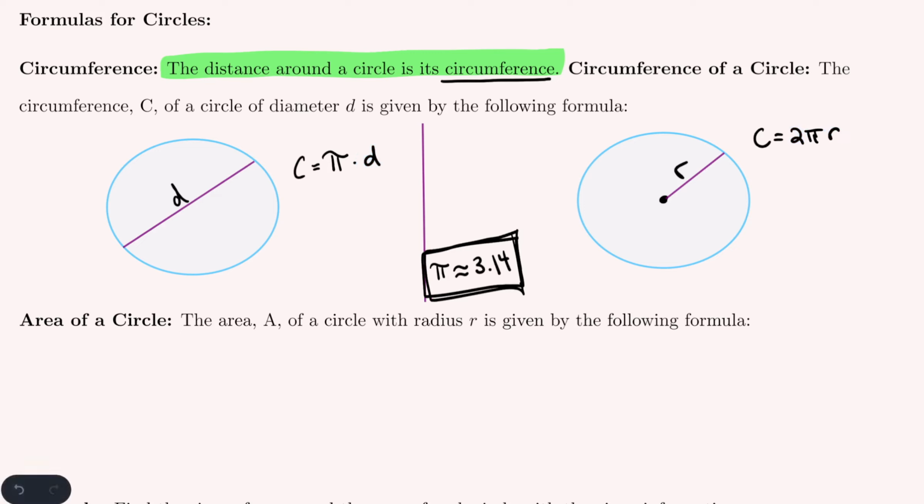And finally, before we move on, let's just visualize the circumference. The circumference is the distance around the circle. So if we could, for any circle, get a piece of string, outline all the way around the circle, and then straighten that out and measure it, that would be the circumference.